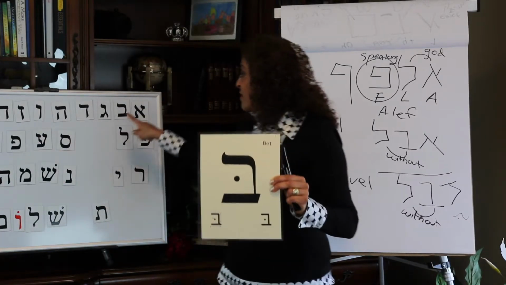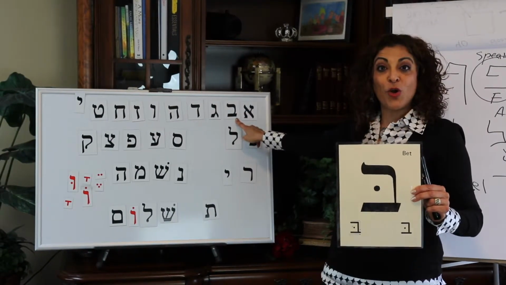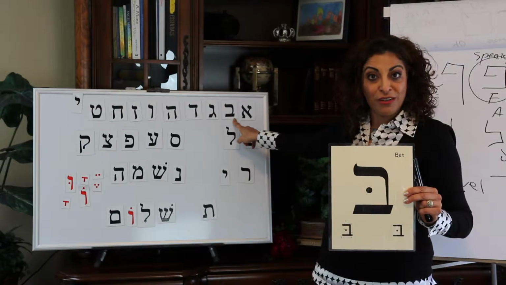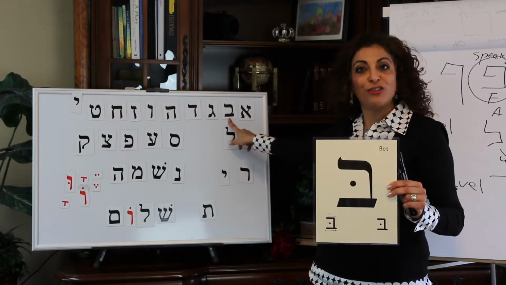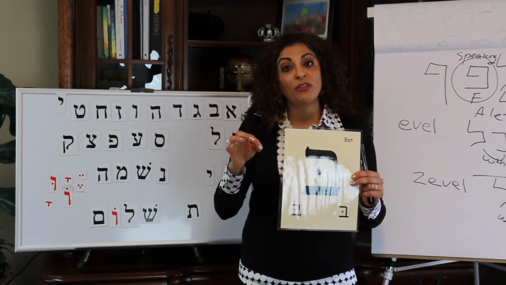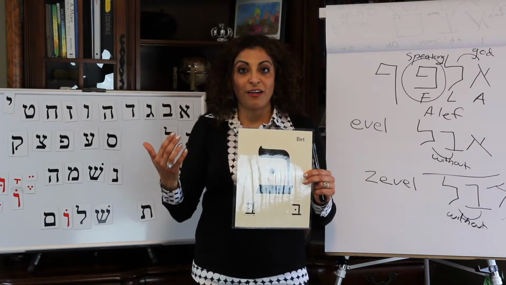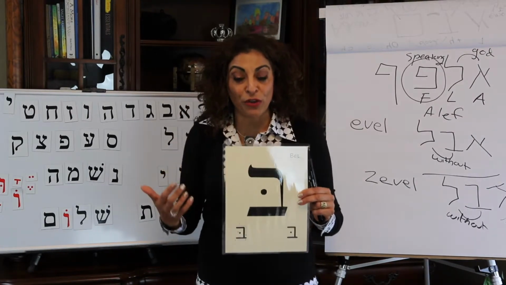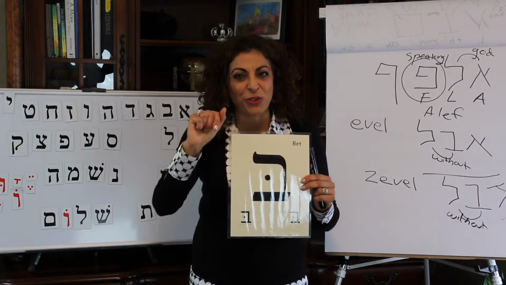Okay, it's the second letter. It's the second letter of the alphabet. So therefore, the numerical value is 2. Right? The numerical value of Bet is 2. It is also the first word that starts the Torah. In the beginning, God created the heaven and the earth. I want to show you something that is really cool. First of all, there's a little story that I want to tell you.